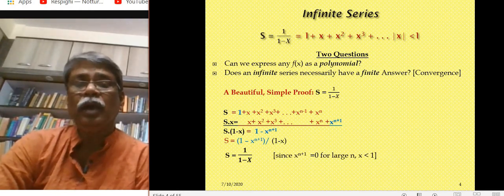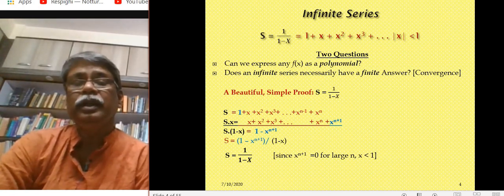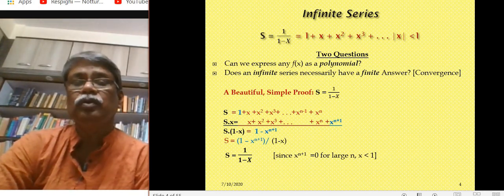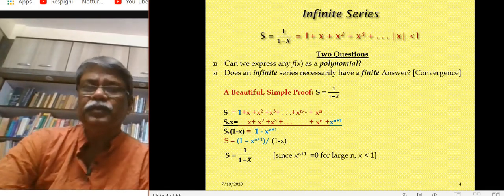Clear? Now since mod x is less than 1, a fraction, x to the power n plus 1 goes on decreasing as n increases, right? So if n is very large and x of course less than 1, then this term in the limiting condition, x to the power n plus 1, would be vanishingly small, or we can say 0. So this part is 0, so the answer is s is 1 by 1 minus x. So that is the answer, assumed to be the answer in the first instance, right? So it looks very simple.